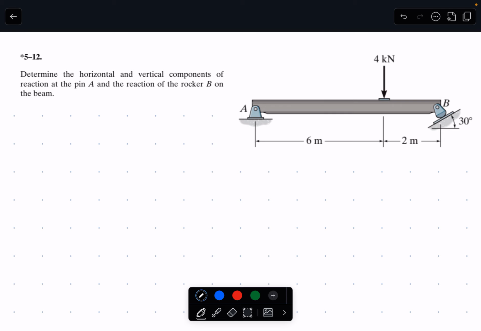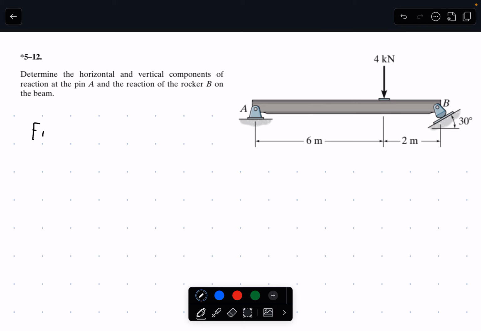Determine the horizontal and vertical components of reaction at the pin A and the reaction of the rocker B on the beam. Okay, let's start with some assumptions. It's going to be a massless, widthless beam. It's also going to be a rigid beam, so that means it's not going to deform with any of the loads applied to it. Just a couple assumptions to make this calculation a little easier.